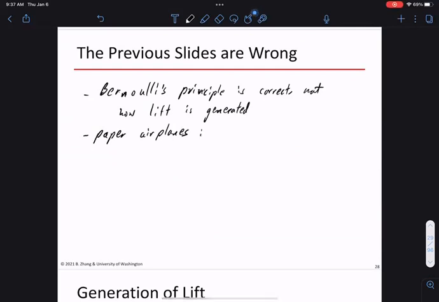Right, so these are flat wings. There's no airfoil. It's just flat. So there's no speed difference between the top and bottom. So by Bernoulli's principle, there'd be no lift. The pressure is exactly equal. But a paper airplane flies flat. It will glide for at least a short amount of time. So that's an example of why this is wrong.